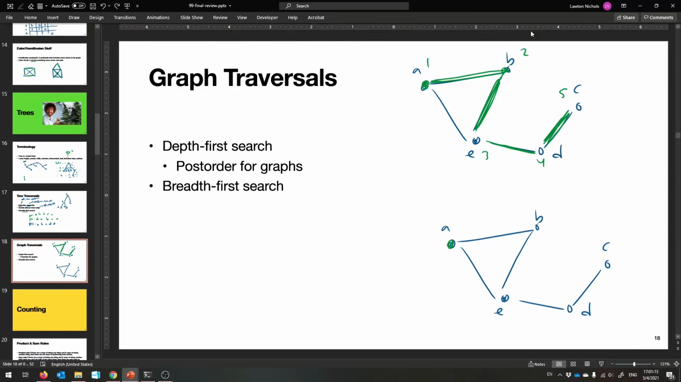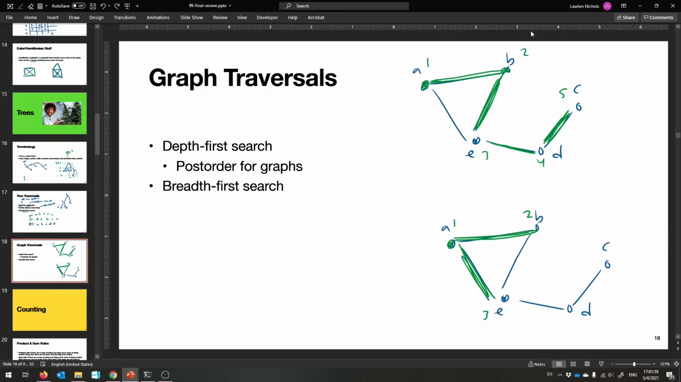BFS, starting at A, okay, let's visit the children in order. So we're going to visit B. That's the first thing we visit, this is the second thing in order. Then we add E to a queue as well, so we haven't been there yet. Now we add E to the queue, and then we pop things off. Okay, so now we've been to B. Is there any node from B that we haven't been to? No, the answer is no. So we continue.